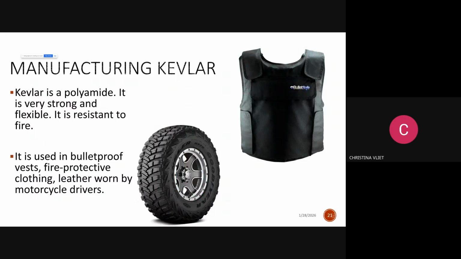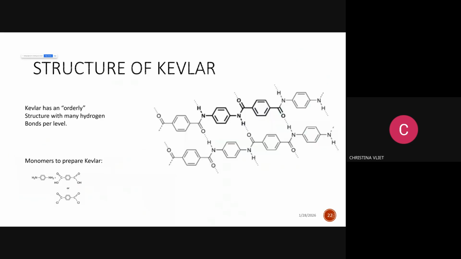So Kevlar is a polyamide, and it is very strong. It is resistant to fire. So it's used in bulletproof vests, could be used by firefighters to make their clothing, and the leather worn by motorcycle drivers. And it can also be used to strengthen tires. So that's called Kevlar. And what is the structure of Kevlar? Again, you do not need to memorize this anymore, but I did want to include it just because the textbook still talks about it, and I think it's interesting.